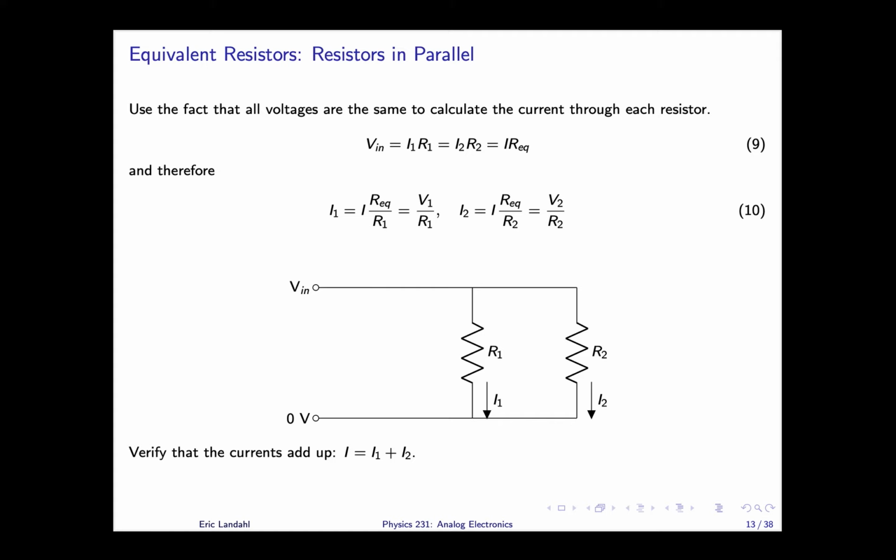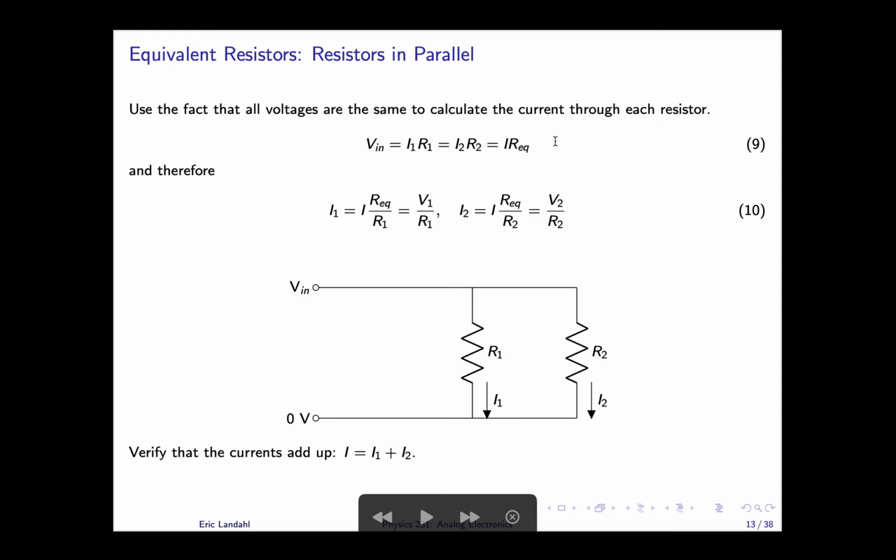Well, let's go back and look now at the original, more complex circuit for resistors in parallel. We can use the fact that all the voltages are the same to calculate the current through each resistor individually. So V in has to equal I1 R1 by Ohm's law applied to this one resistor element, and it also has to equal I2 R2, which is Ohm's law applied to this second resistor element. Furthermore, if we were to combine these into the equivalent resistor, V in also has to equal, as we had on the previous page, equation 8, I times that equivalent resistance.